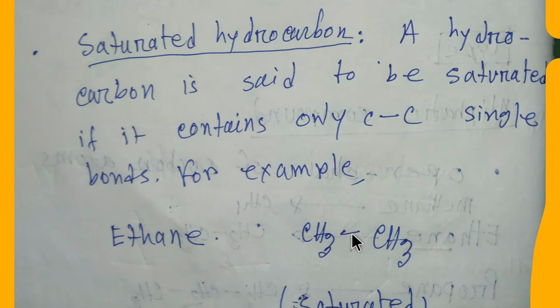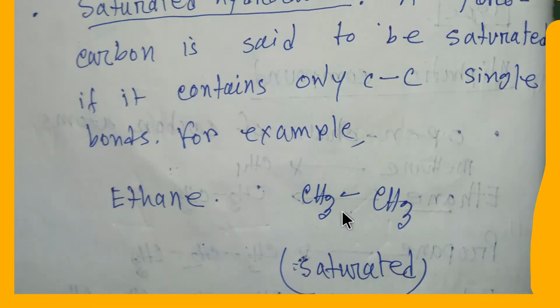So compounds which have single bonds are saturated hydrocarbons. A hydrocarbon is said to be saturated if it contains only carbon-carbon single bonds. So to identify a saturated hydrocarbon, we have to observe single bonds. So this is saturated ethane.